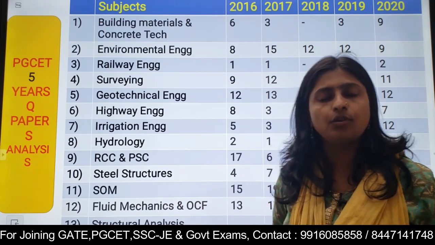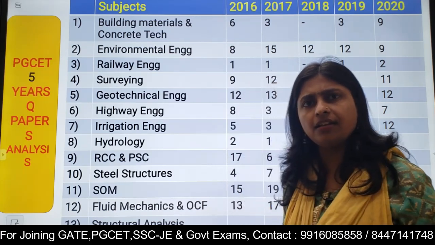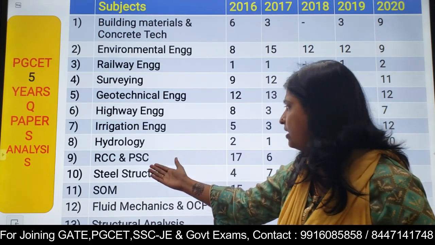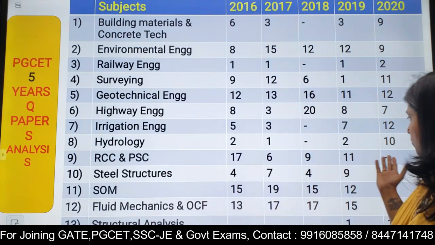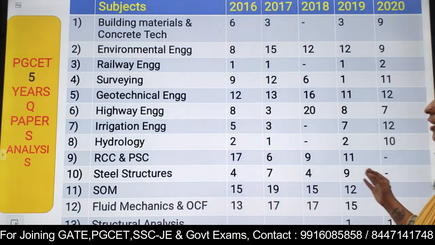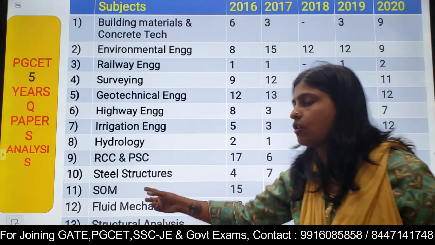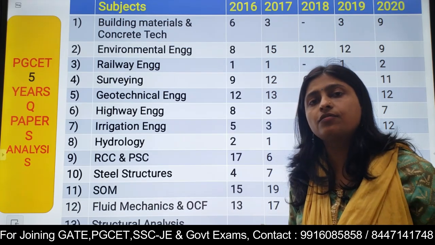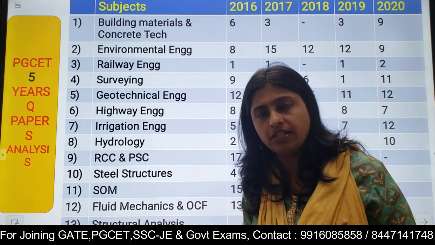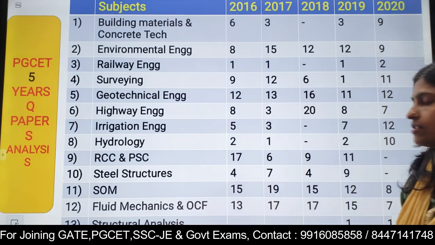Next, highway. Some topics are very simple in this, like pavement materials and geometric design, so you can take care of highway engineering very easily. Irrigation and hydrology are very small, scoring subjects. Next, RCC: when no questions appear, you can expect some questions. Steel structures, if you want, you can leave, but SOM you have to do at any cost. Again I am telling you, SOM is a very important subject for any competitive exam. It is one of the basic subjects of civil engineering which you studied in the third semester. Next, fluid mechanics and open channel flow.